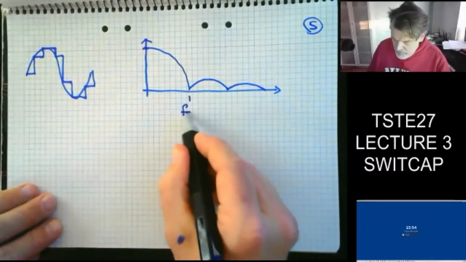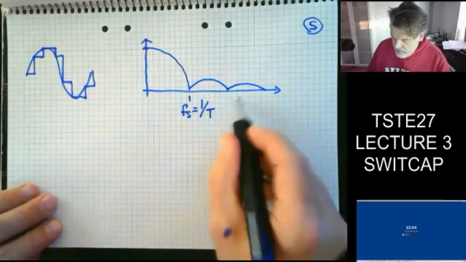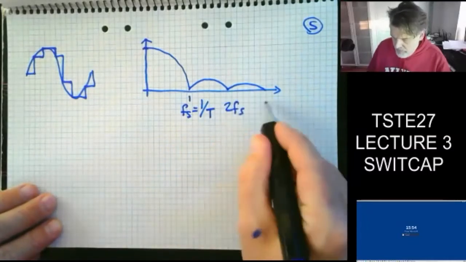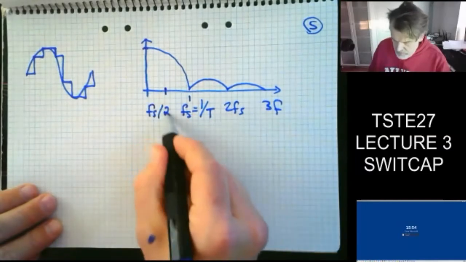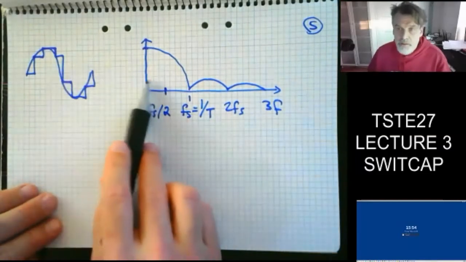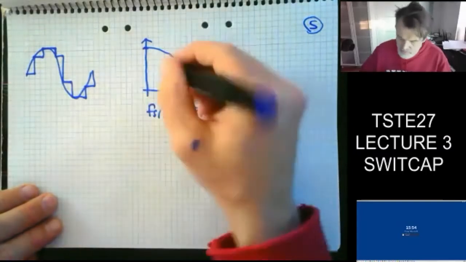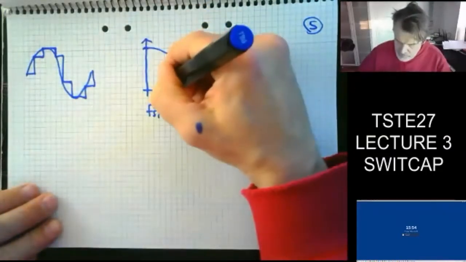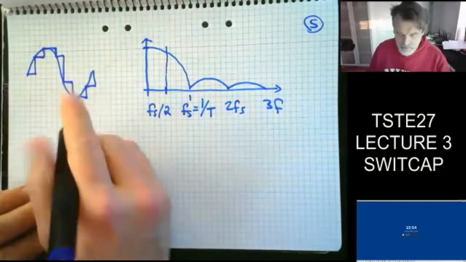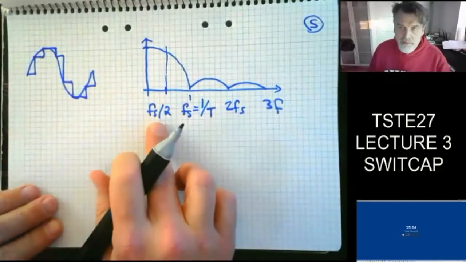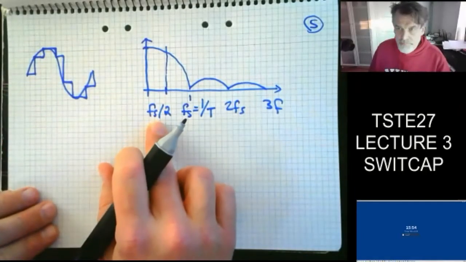This is 1 fs, 1 over T. This is 2 fs, 3 fs. This is fs half. And obviously we need to comply with the sampling theorem to begin with. So we definitely know that the frequency of our sinusoid here has to be less than fs half according to the sampling theorem.